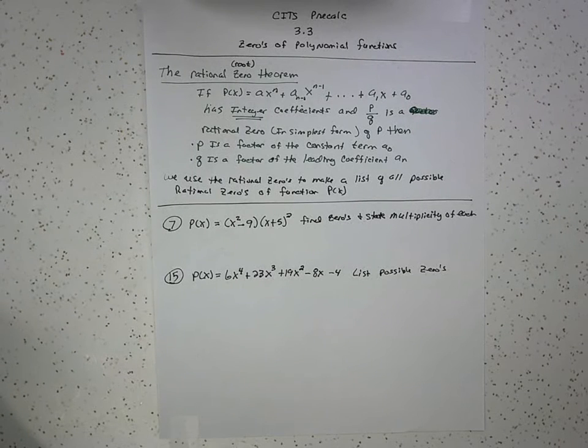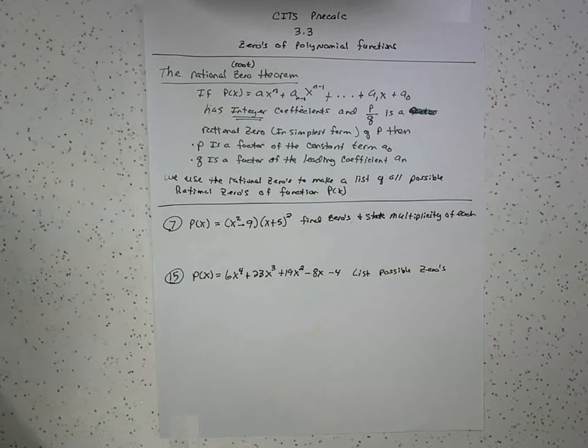Pre-Calc section 3.3 is on finding the zeros of polynomial functions. Now if you recall back to section 3.2, which was just yesterday, we were looking at polynomial functions of higher degrees. And at the end of it, we found a little bit to do with the zeros of it, and we're trying to graph those. This is going to give us a little bit better handle on how to find those zeros, especially when they don't factor so easily. Okay?